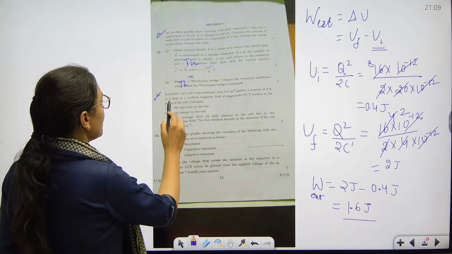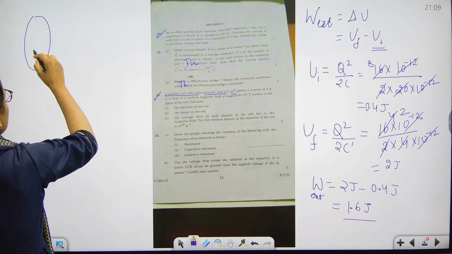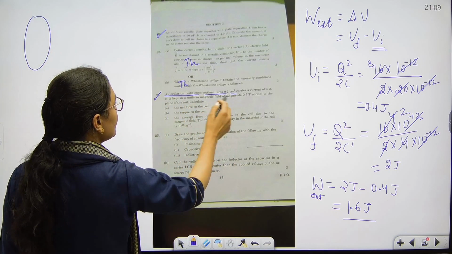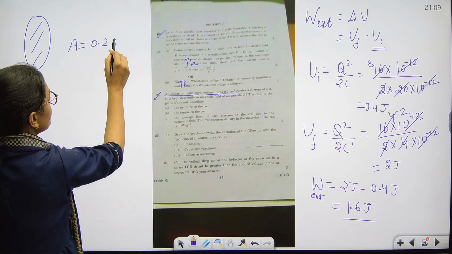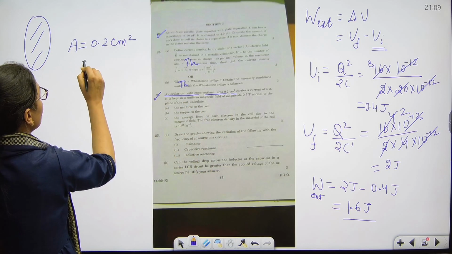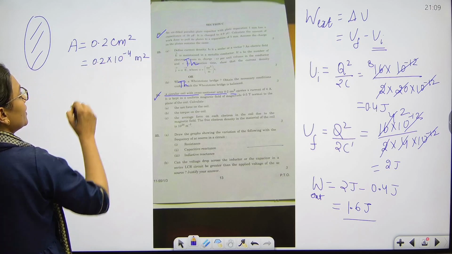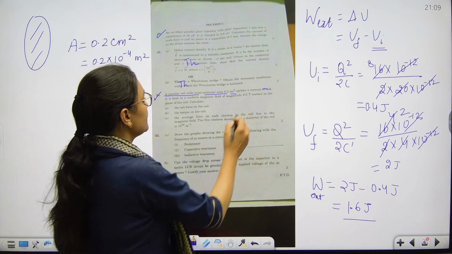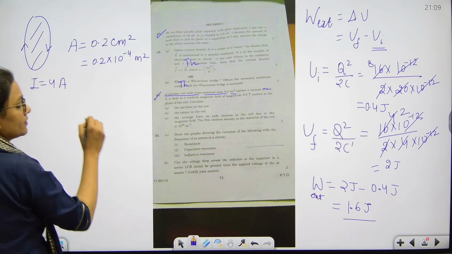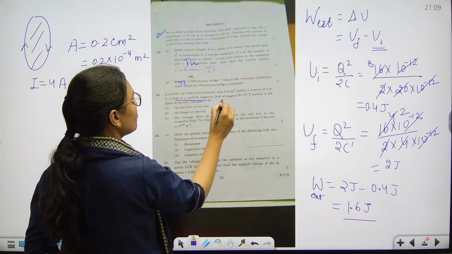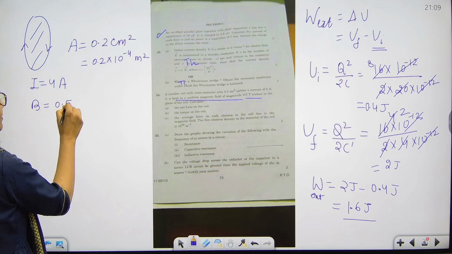Let us understand. A circular coil with constant cross section. There is a circular coil like this, and the cross sectional area is given as 0.2 centimeter square. You can write it as 0.2 into 10 to the power minus 4 meter square in SI units. The coil is carrying a current. This current value is given as 4 ampere. After that, it is kept in a uniform magnetic field of magnitude 0.5 Tesla.